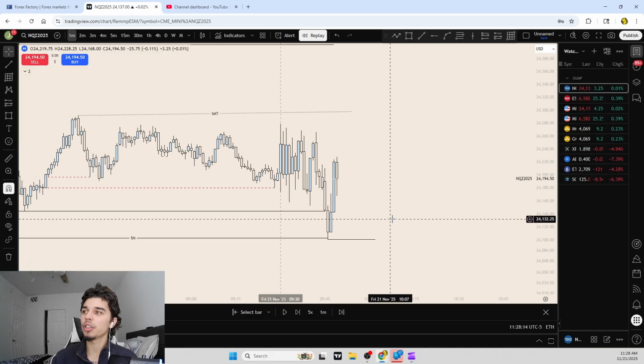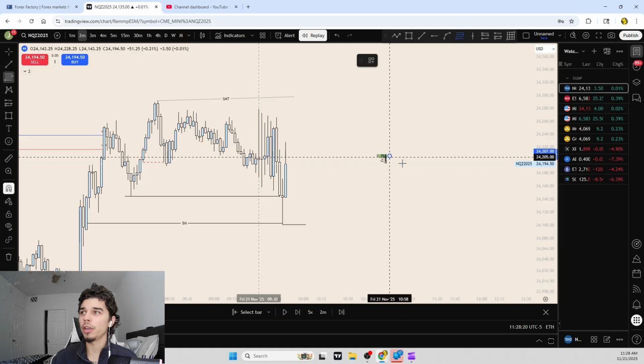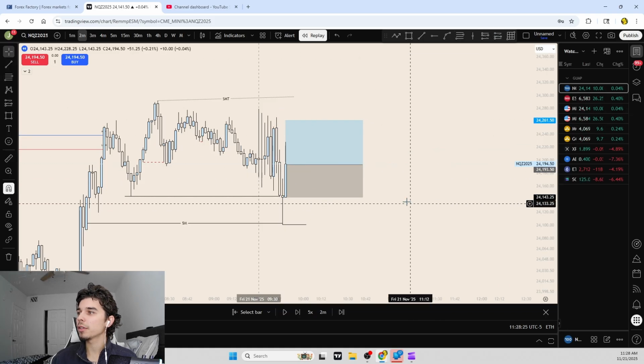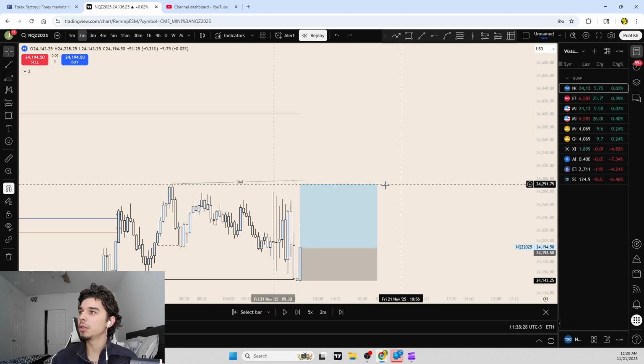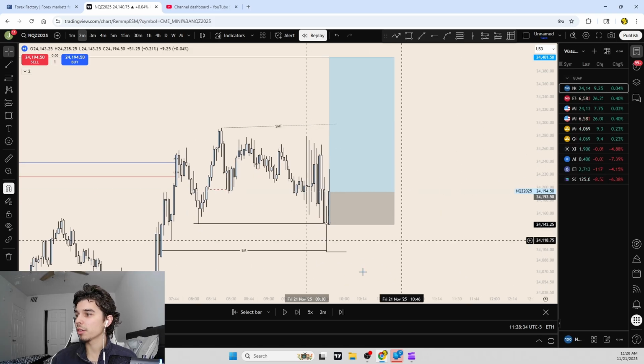Okay, we see an instant rejection off that 5-minute gap. Not only do we get a 1-minute IFVG, but we also get a 2-minute IFVG, and I actually took this trade. Oh, that's the wrong thing. So let's go ahead and take a long right here. My stops were right here, and TP1 was set to right here, and then TP2 was set to that unfilled 4-hour gap I was just talking about. So let's go ahead and see how this played out.